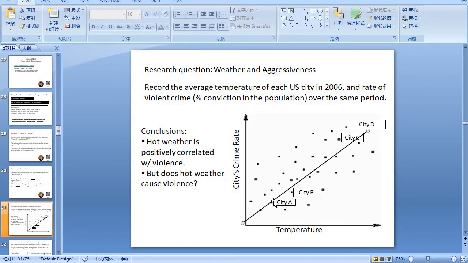One reason: is it possible that hot weather causes some places to have more crimes? Yes, indeed, it is one of the possibilities, but only one of the possibilities. Are there alternative explanations? Are there other possible causes? Yes. Can you think about, say, if you look at city C and city D, what other variables, what other reasons could cause these two cities to have more crimes?